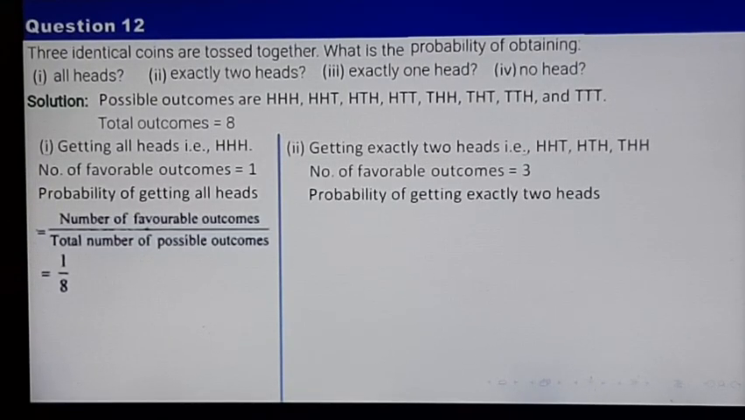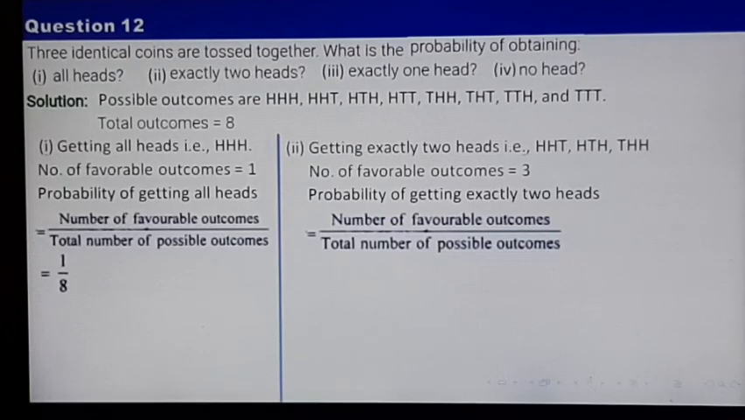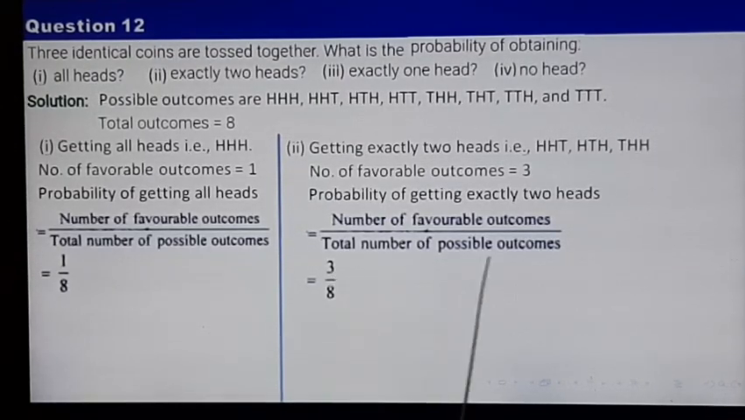So the probability of getting exactly two heads using this formula is going to be 3 by 8. The number of favorable outcomes is 3 and the total number of possible outcomes is 8. So it's going to be 3 by 8. You may pause the video to note down.